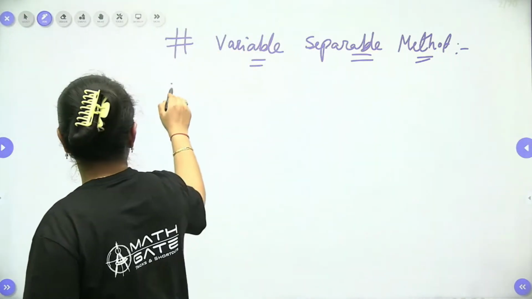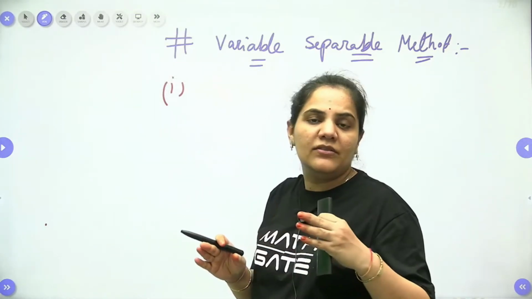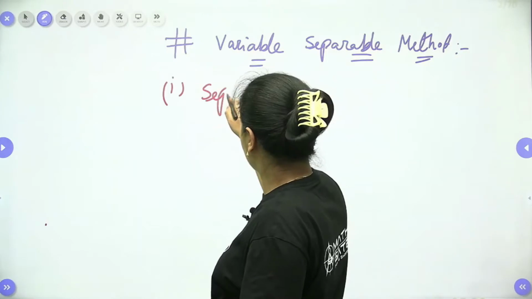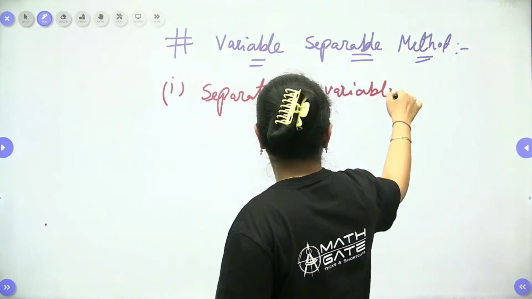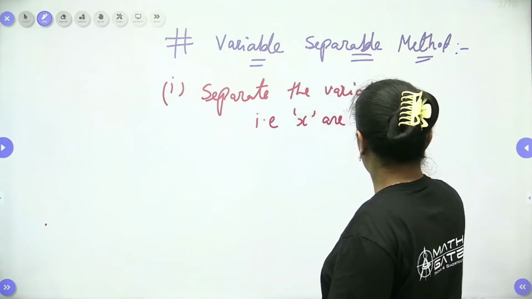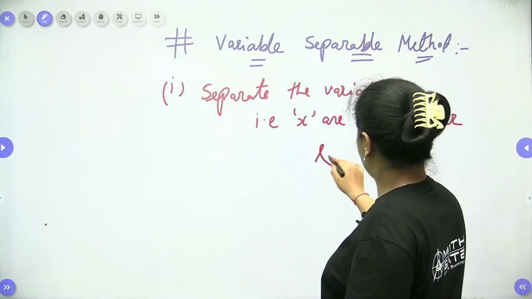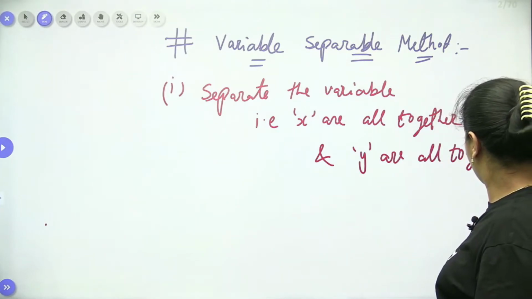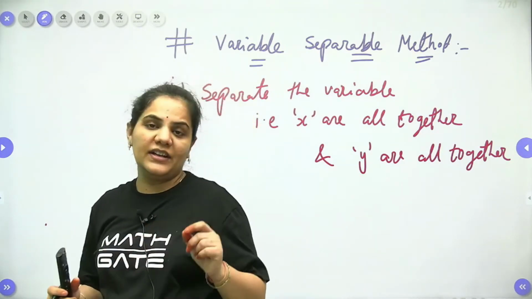differential equation, dear students. After that you have to separate the variables, meaning the x variables will be on one side and the y variables on the other side. So first of all, separate the variables, meaning all the variables of x are on one side altogether, and the variables of y are all together on the second side. And then you have to do the integration. So that's why integration works here.